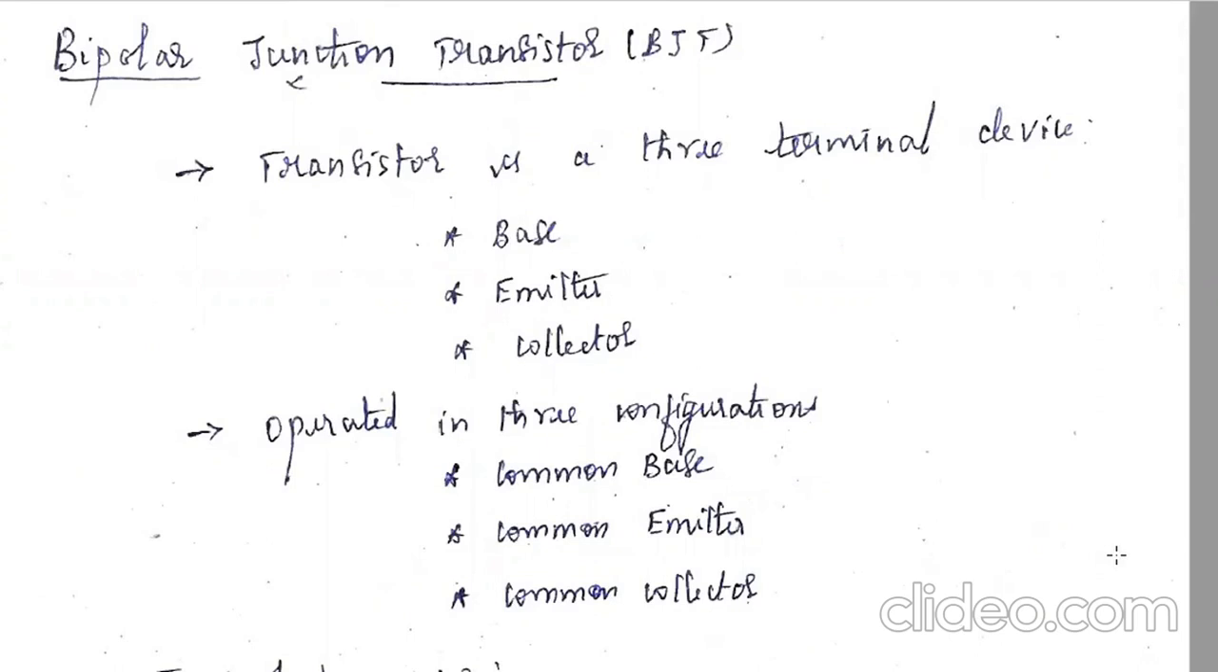The amplification in the transistor can be achieved by passing an input current signal from a region of low resistance to a region of high resistance. That's why it's given the name transistor. A transistor is nothing but a transfer resistor.